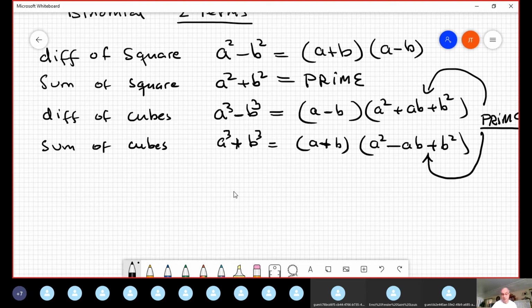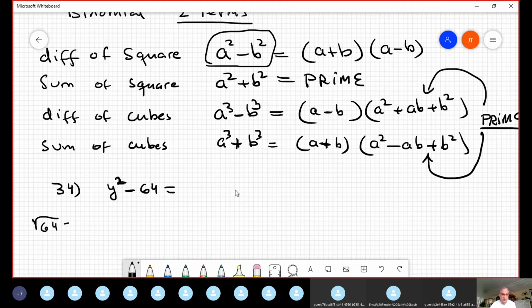We are doing example 34. Factorize this expression: y squared minus 64. Your identification: this is different because it's a subtraction, a binomial, two terms. And this is a square because the exponent is even, maybe 2, 4, 6. And 64 is a perfect square number because I know that the square root of 64 is 8.